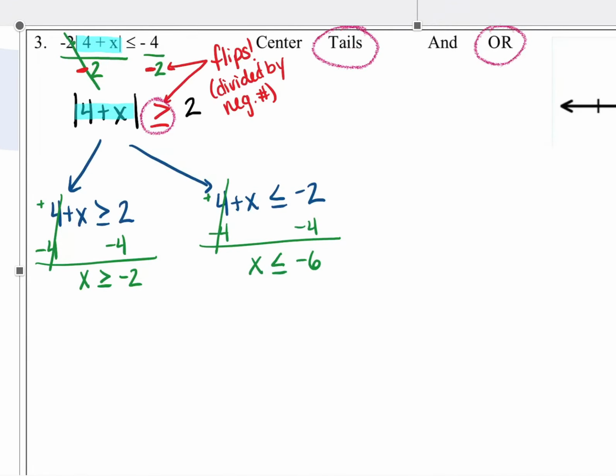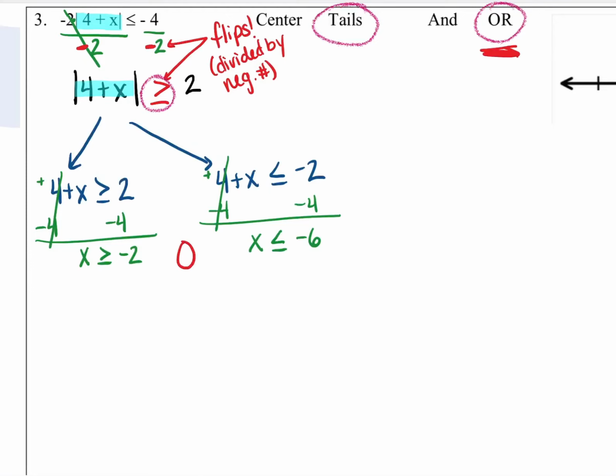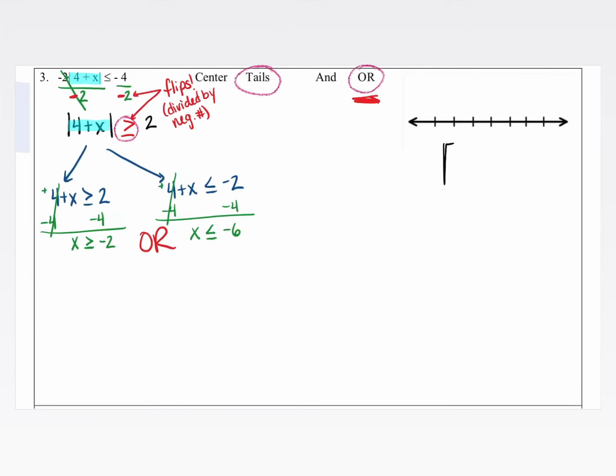So remember, this is an or compound inequality. So our answer is x is greater than or equal to negative 2, or x is less than or equal to negative 6. We can plot this on our graph here. So we have negative 6, negative 2. Because this is or equal to, it has that horizontal bar underneath, we're going to have a closed circle.